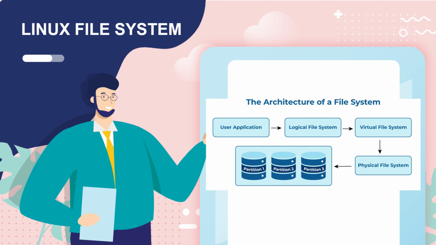Then number three is the physical file system. The physical file system is responsible for the tangible management and storage of physical memory blocks on the disk. It handles the low-level details of storing and retrieving data, interacting directly with the hardware components. The layer ensures the efficient allocation and utilization of physical storage resources, contributing to the overall performance and reliability of the file system.